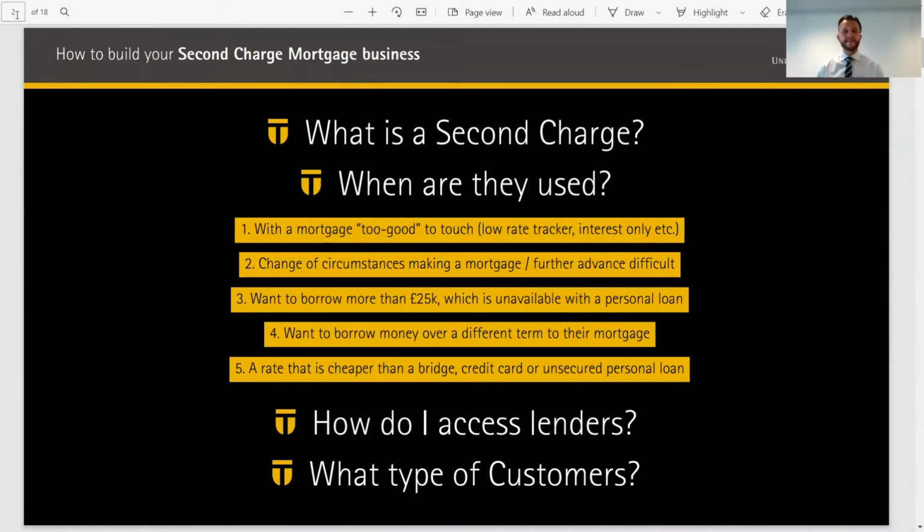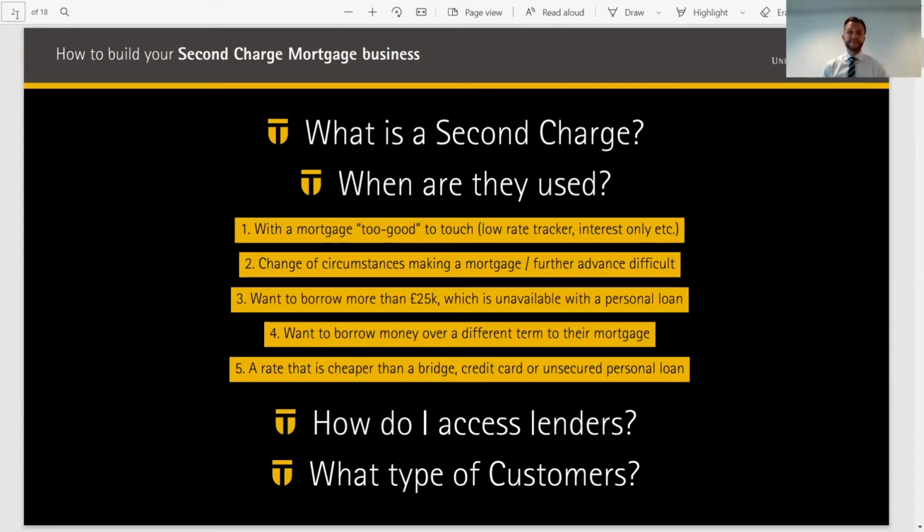So what is a second charge? Let's start off really simple, shall we? A second charge is quite simply a mortgage that is registered at Land Registry on the customer's property behind their first mortgage. Now, that seems pretty obvious, but it's not a very well-known product out there in the public domain.